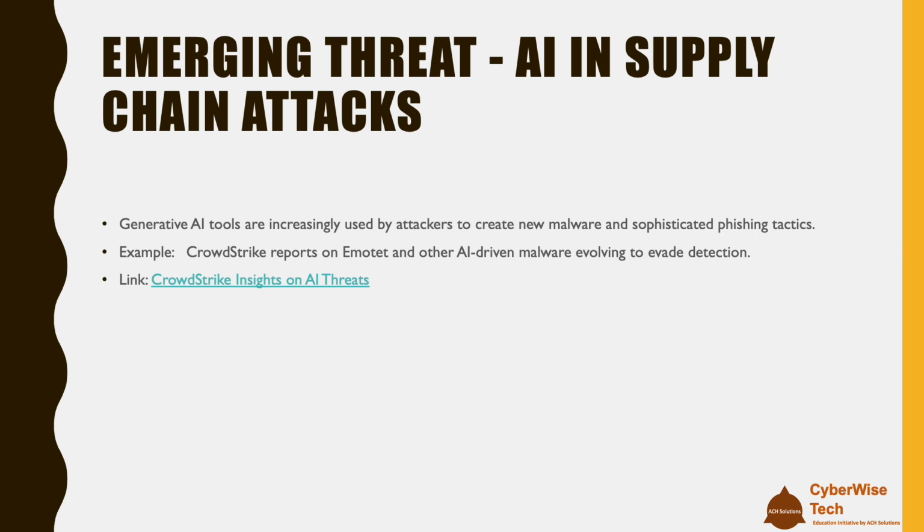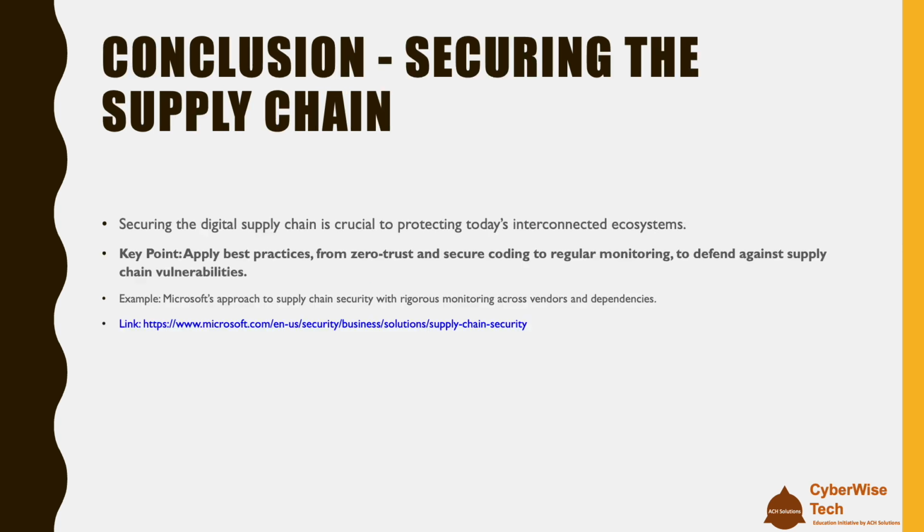Now, as we look to the future, we must also consider emerging threats like AI-driven attacks. Generative AI tools are enabling attackers to create new malware variants and enhance phishing techniques, making them harder to detect. For instance, CrowdStrike has documented AI-enhanced malware such as Emotet that can adjust its pattern to evade detection. As AI technology evolves, it's critical that we stay ahead of the game with detection and response tools to counter these increasingly sophisticated threats.